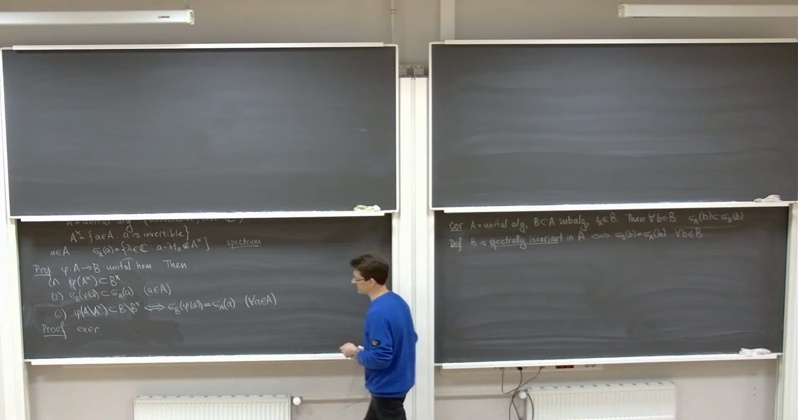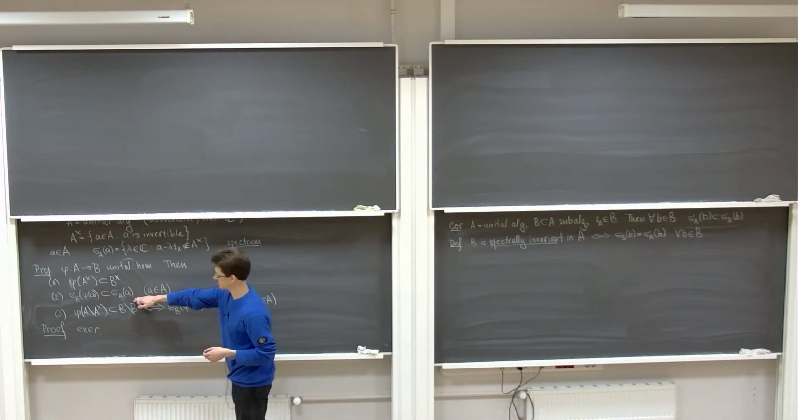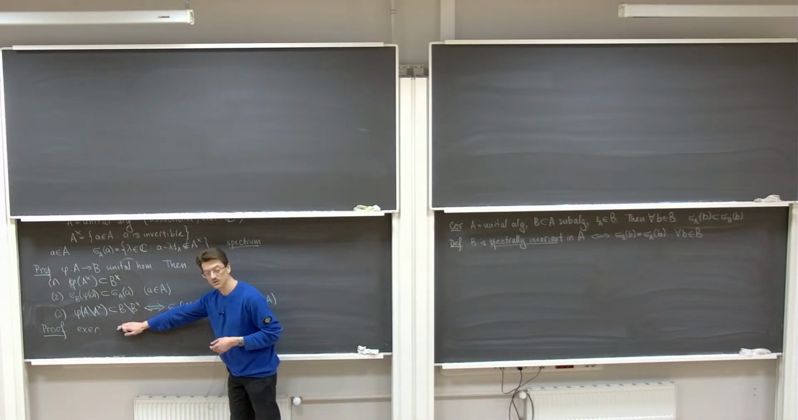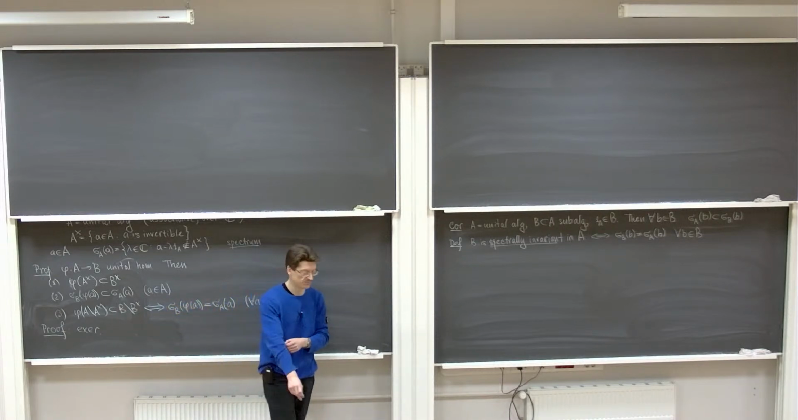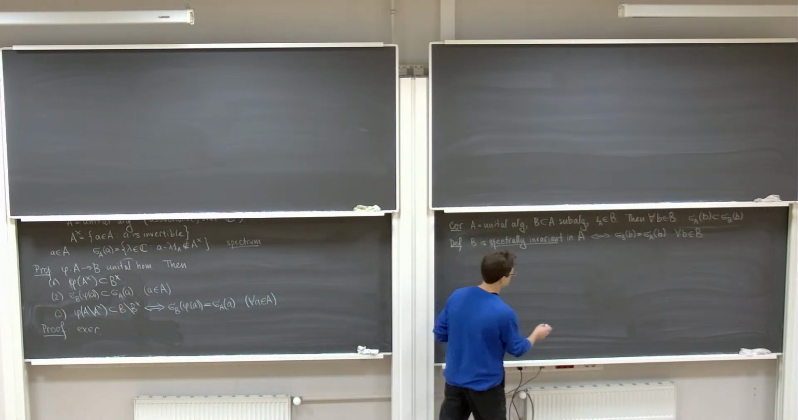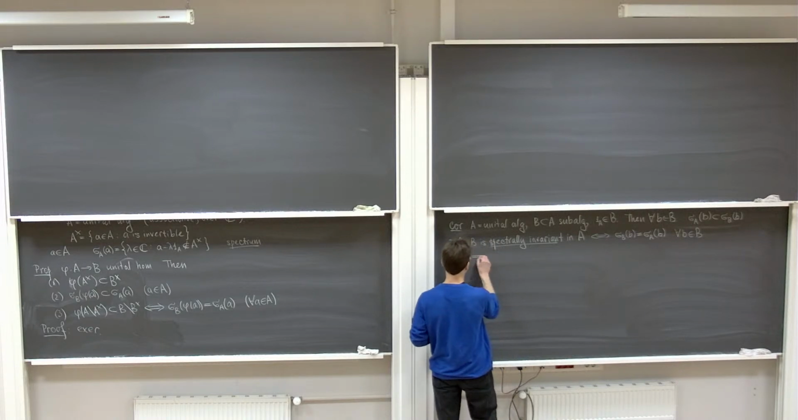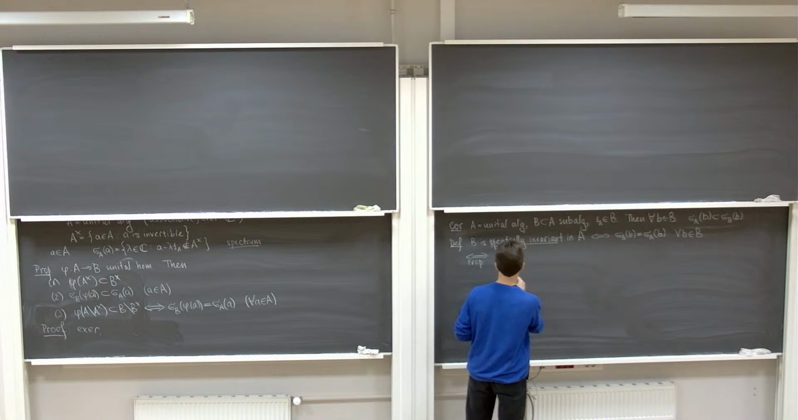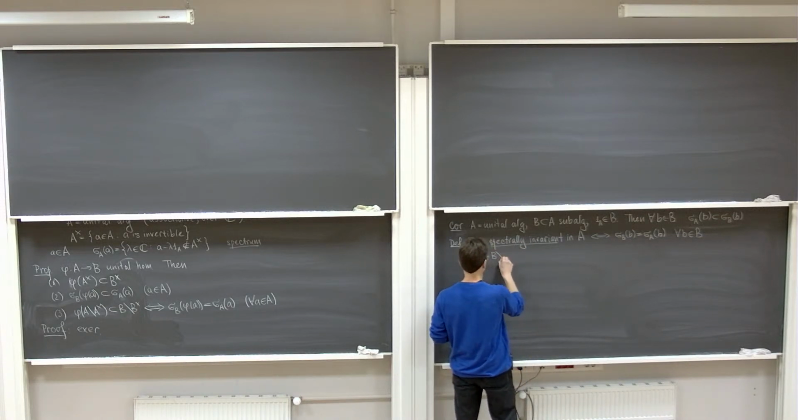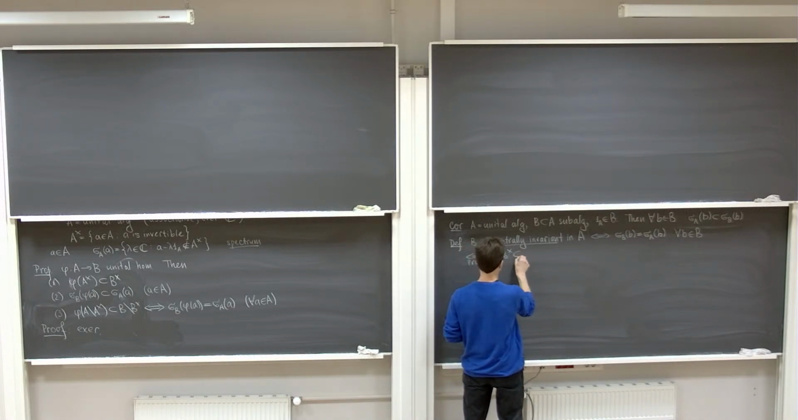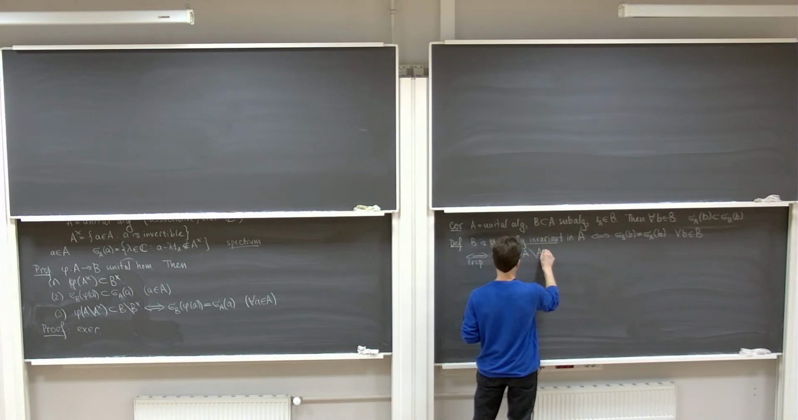Well, if we apply now part 3 of this proposition to the inclusion map of B into A, then we see that this property holds if and only if we have the following inclusion. The non-invertibles of B are contained in the non-invertibles of A.